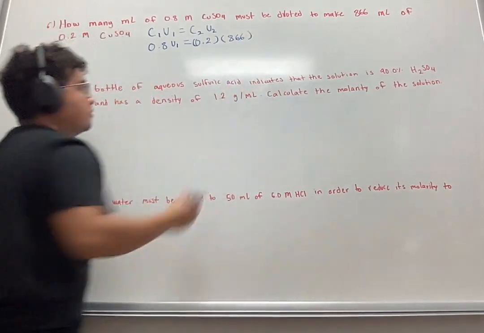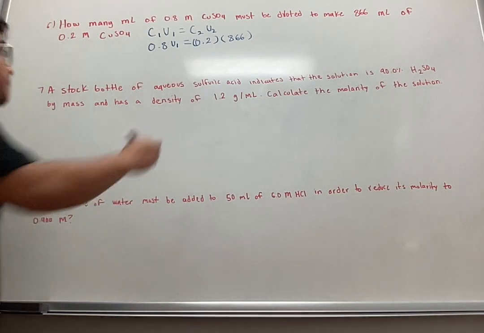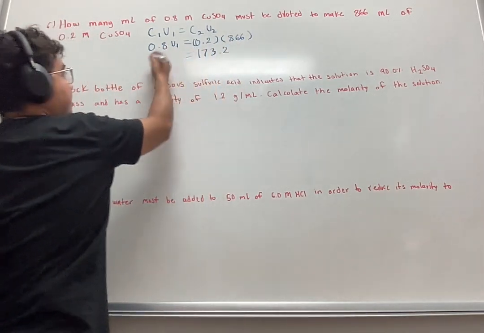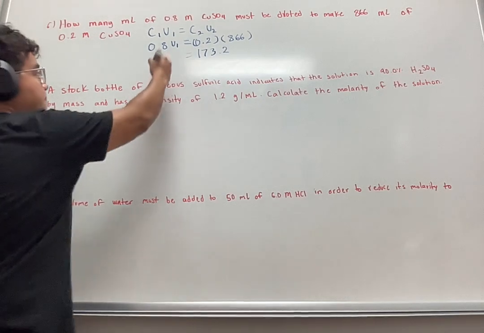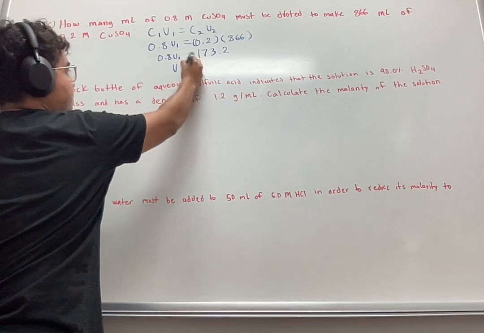So the second concentration is 0.2, times the second volume, 866 milliliters. Now, usually you have to be careful because they might ask you for liters, or they might give you liters and you'll be using milliliters. In this case, the question asks specifically for milliliters. So we can just work out 0.2 times 866 equals 173.2, which equals 0.8 times V. Now we just solve for the volume.